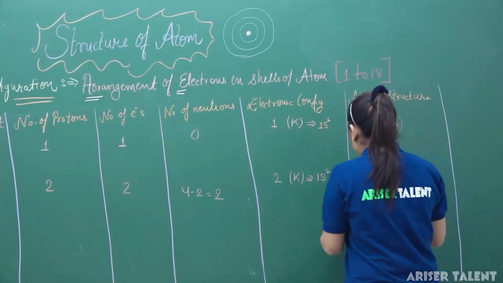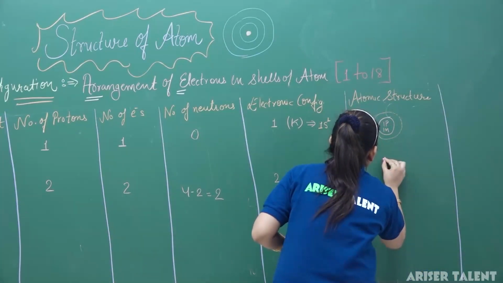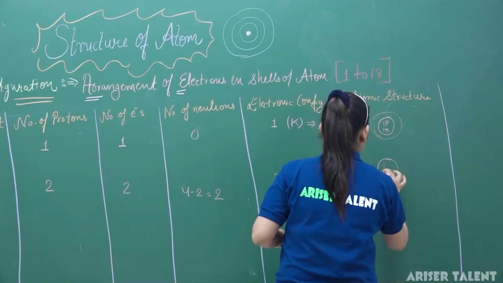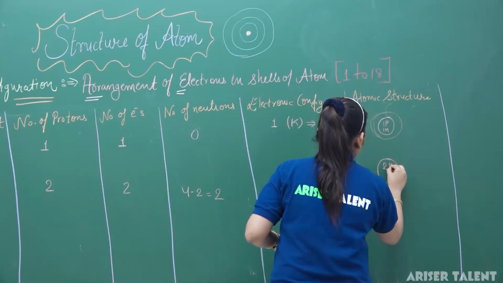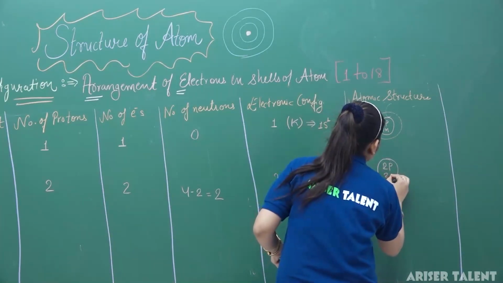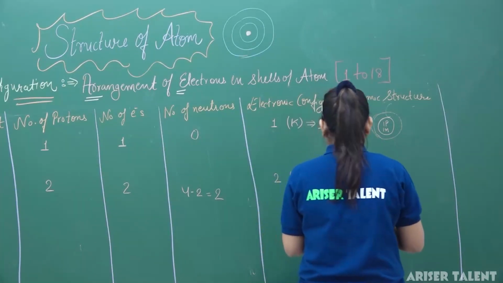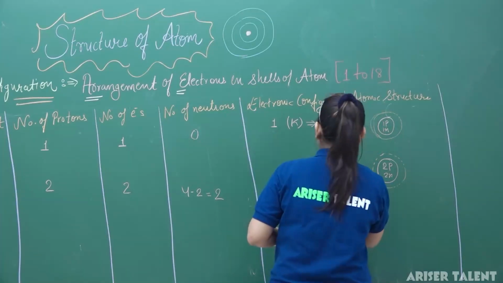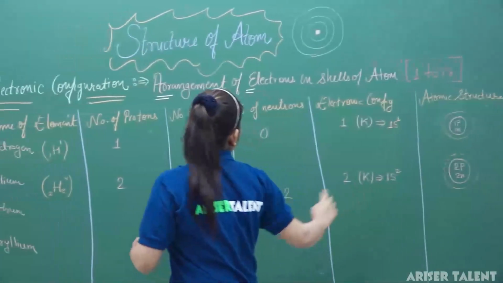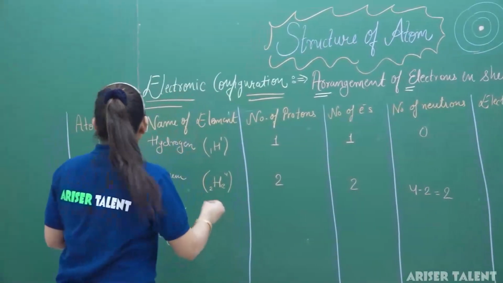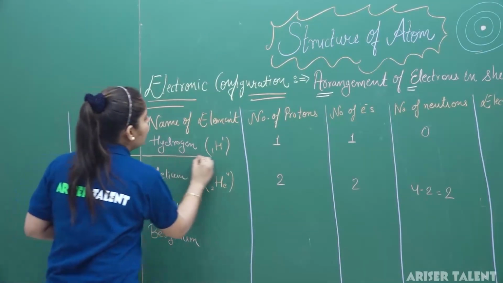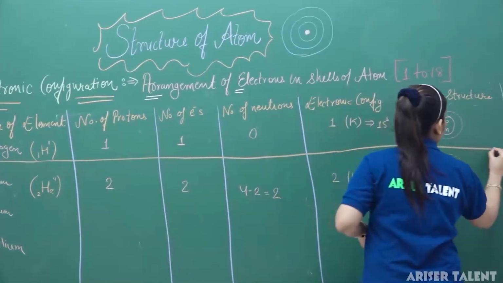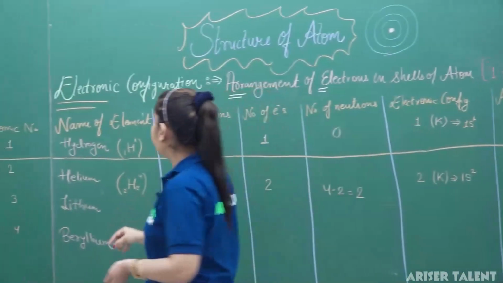Now we will draw the atomic structure of that. It consists of 2 protons, 2 neutrons. So it will be the shell diagram for helium. Firstly, we discussed hydrogen. Second, we have discussed helium.